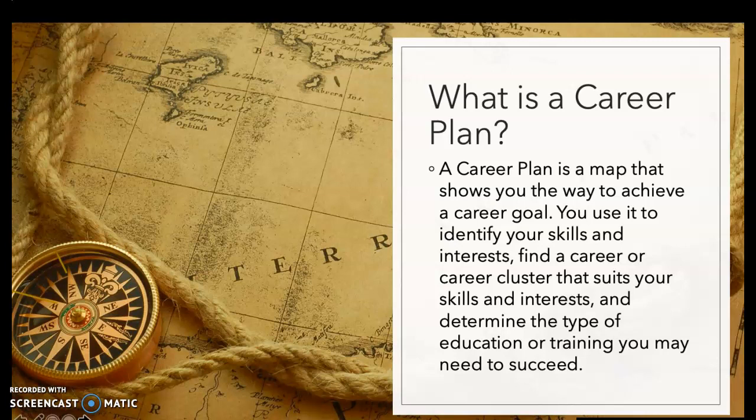Remember, there are 16 career clusters, and not everybody fits into one. You may think that maybe you fit better into the education and training career cluster more than you would fit into the business management career cluster. No worries, most people don't always fit into one box.